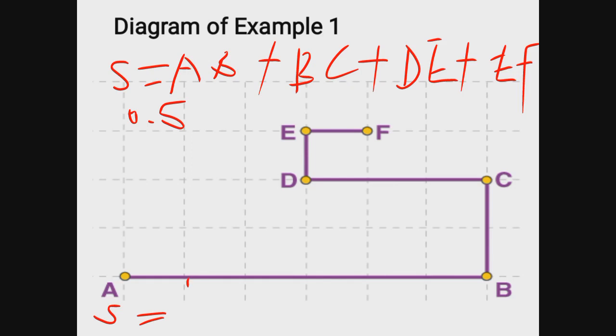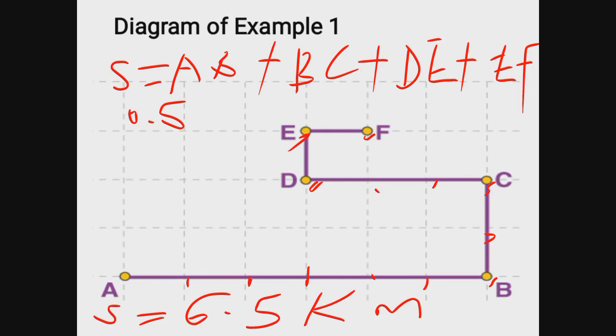So here it will be 0.5, here will be 1, 1.5, 2, then 2.5, 3, 3.5, 4, 4.5, 5, 5.5, 6, 6.5. That implies that the total distance covered by the moving object is 6.5 kilometers. And that is the answer to the A part of the question.